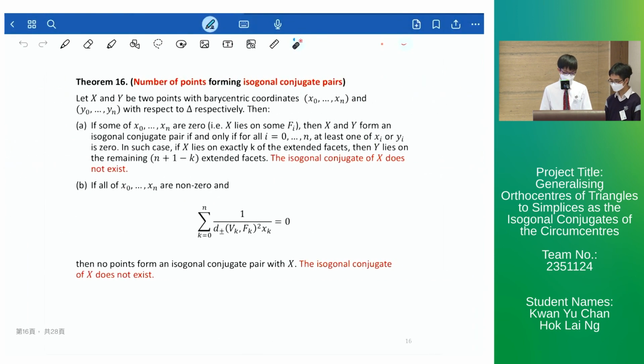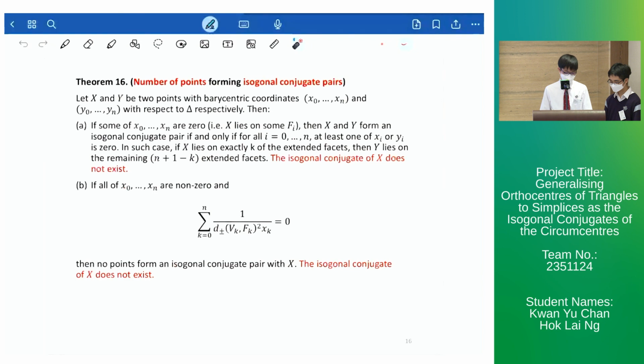In regard to our extension of isogonal conjugation to non-interior points, our Theorem 16 completely classifies all cases of isogonal conjugate pairs. A. If X lies on some of the extended facets, then Y forms an isogonal conjugate pair with X if and only if Y lies on the intersection of the remaining extended facets. In such case, many Y form isogonal conjugate pairs with X, or many X form isogonal conjugate pairs with Y.